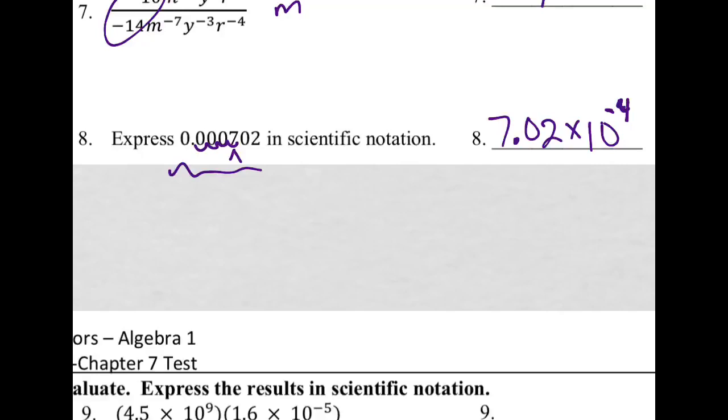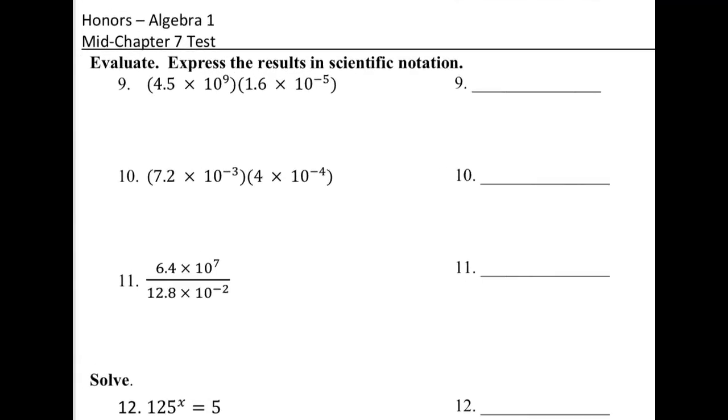Now there are rules. You can read those rules that talk about moving it left and right. The easier way to remember it seems to be that small numbers, decimals, give us negative exponents and larger numbers give us positive exponents. We'll see that again as we get to the back page here.